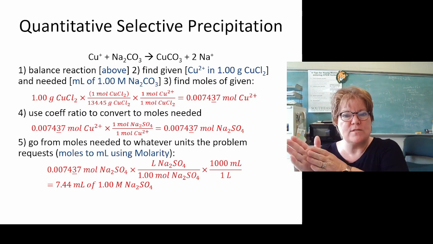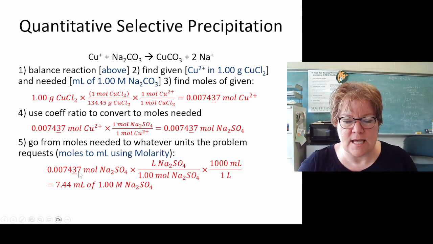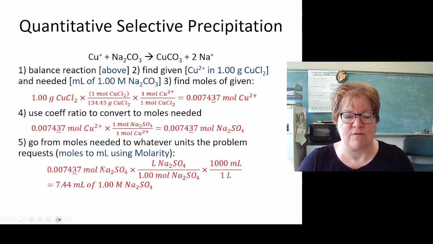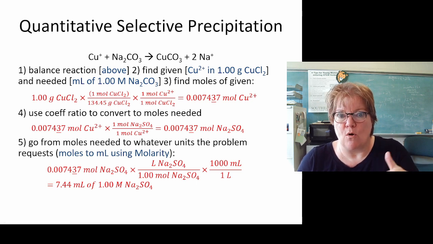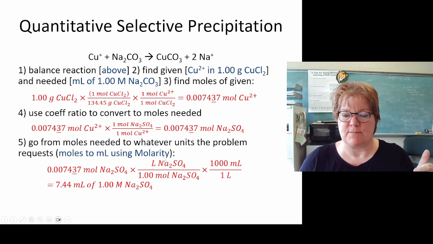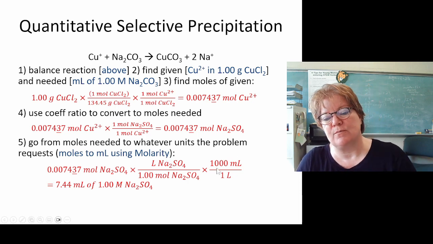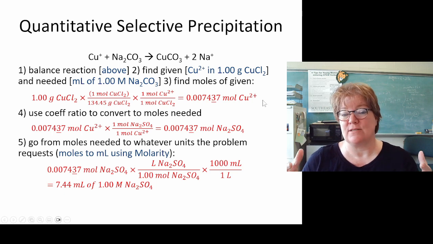So I'm using the moles that I just found with the molarity to determine the milliliters. In this case, I can use the molarity as a conversion factor. So I have my 0.007437 moles of sodium carbonate. 1 molar means it's 1 mole per liter, which means I can flip it and put 1 mole per liter. So that's my molarity. And then I have to convert to milliliters, so I've added on the conversion there. So it would take 7.44 milliliters after rounding of 1 molar sodium carbonate. So I've now got the amount.